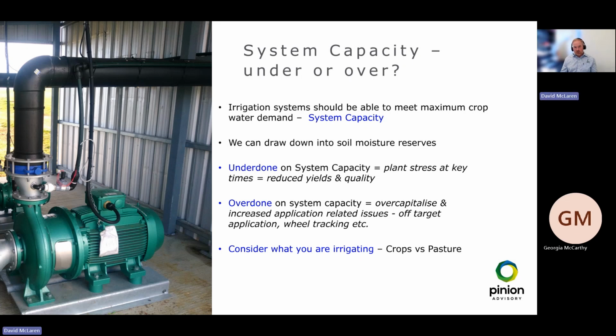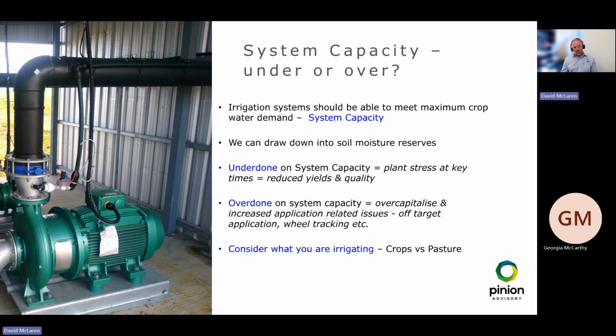We can definitely draw down soil moisture reserves, and when it comes to drawing down soil moisture reserves, that's when we talk about readily available water, and that's basically just the water available within the crop root zone. So if the crop has a 10 centimetre root depth, a 20 or a 30, it's about the depth that crop can access water within the root zone.